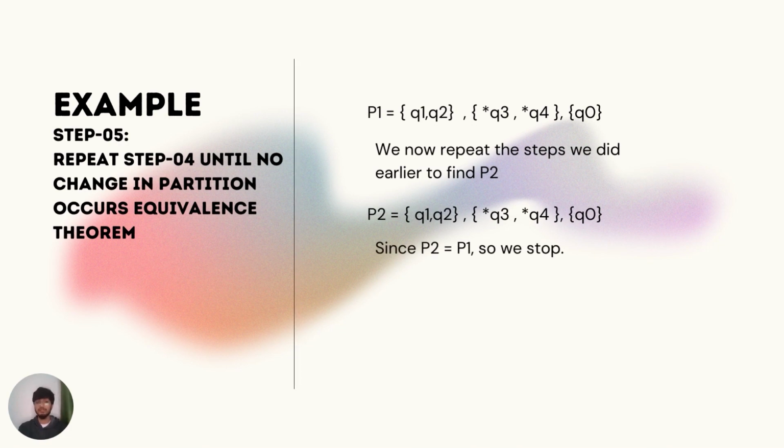Finally, we keep repeating step 4 until no change in partitioning occurs. As we can see, for the partitioning 1, we have 3 sets, first with elements Q1, Q2, second with elements Q3, Q4, and third with elements Q0. We then repeat the steps we just did for the partitioning 2, and we again get 3 sets. That is the first set with Q1, Q2, second set with Q3, Q4, and third set with Q0. Now, as both partitionings are equal, we stop our repetitive process over here.